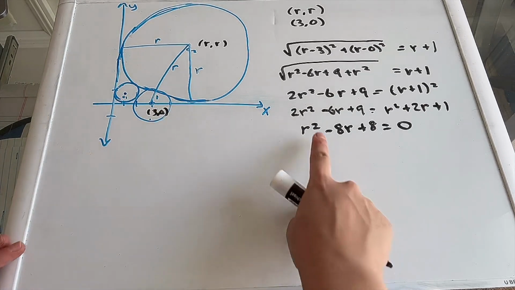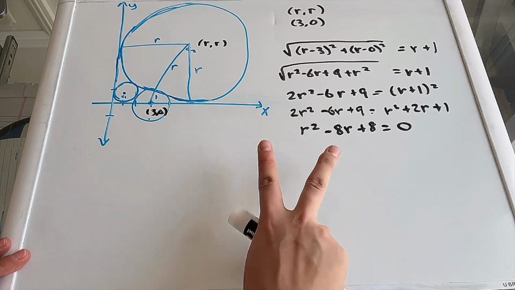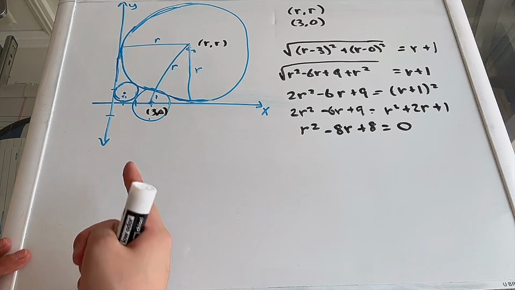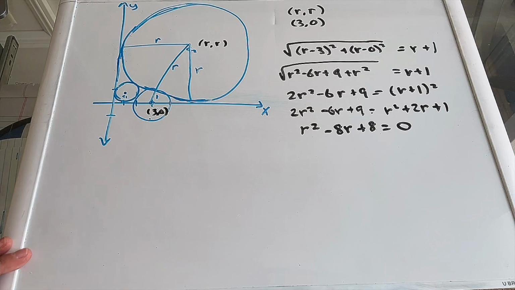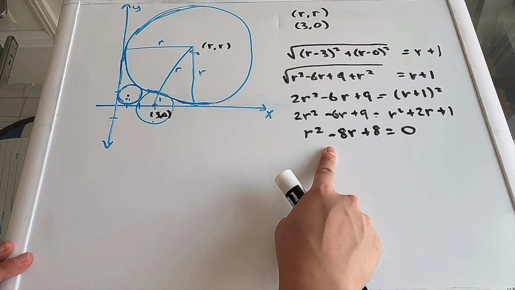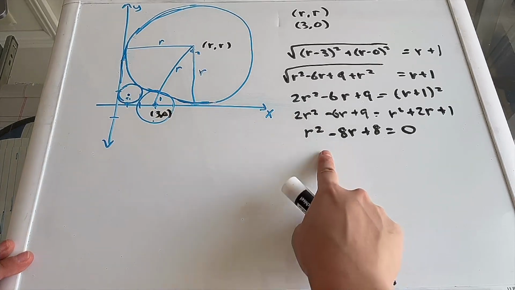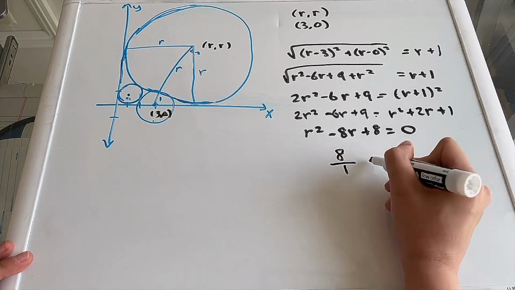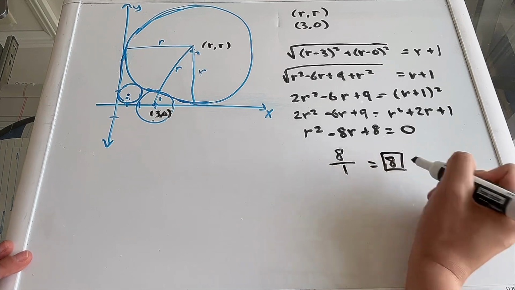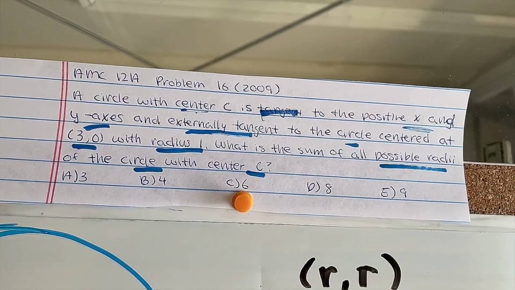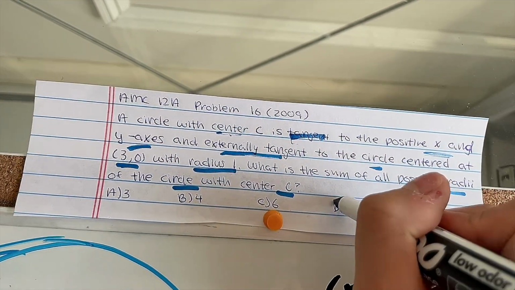And so we can tell that if this is a quadratic, it is going to have two solutions. And since there are two circles right here, we need to find the sum of the radius of these two circles. So we know that the sum of the two roots here is going to be the sum of the two radii here. And the sum of the two roots is going to be negative b over a. So it's going to be 8 over 1, which is going to be equal to 8. And that is going to be your answer. Looking at the answer choices, we can see that the answer is going to be D, 8.